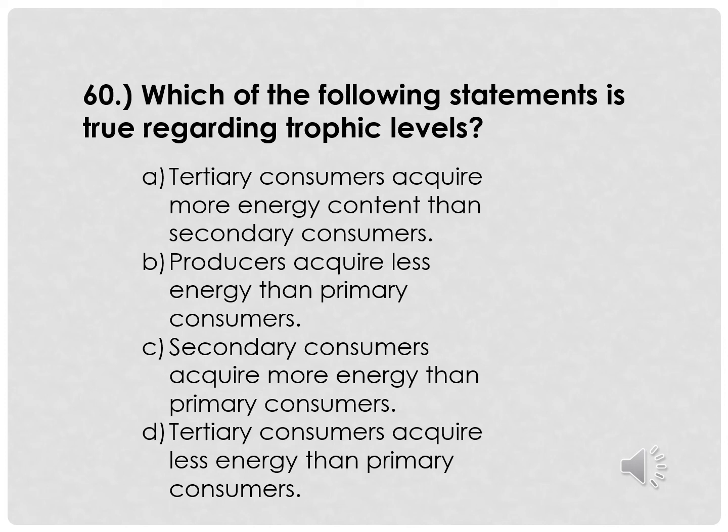So if we look at our answer options, we have option A, which is tertiary consumers acquire more energy content than secondary consumers. We now know that that's not true because as you move up the levels, you're losing energy. B, producers acquire less energy than primary consumers. Again, not true because producers acquire the most energy from the sun. C, secondary consumers acquire more energy than primary consumers. Also not true as we're moving up.